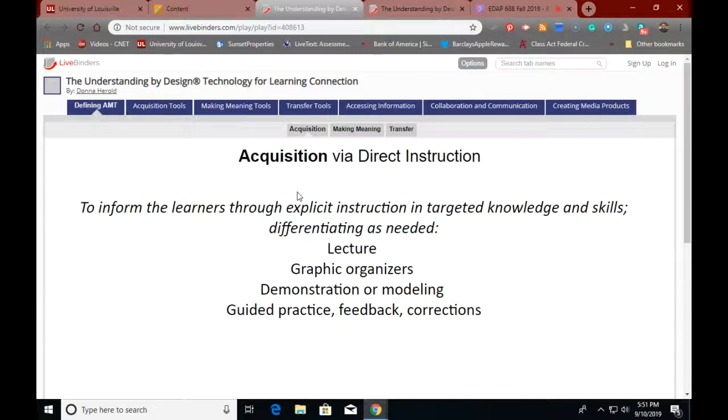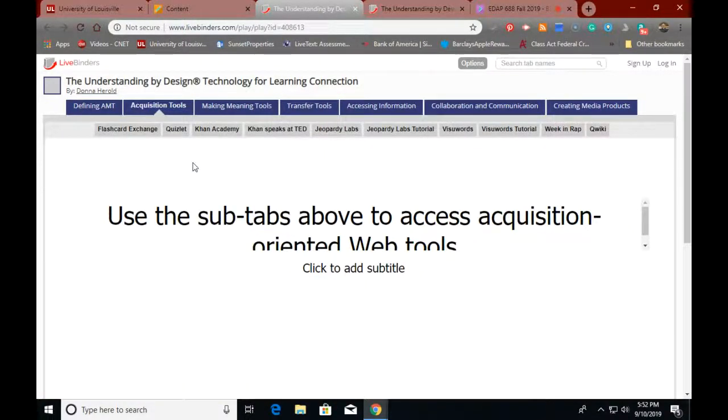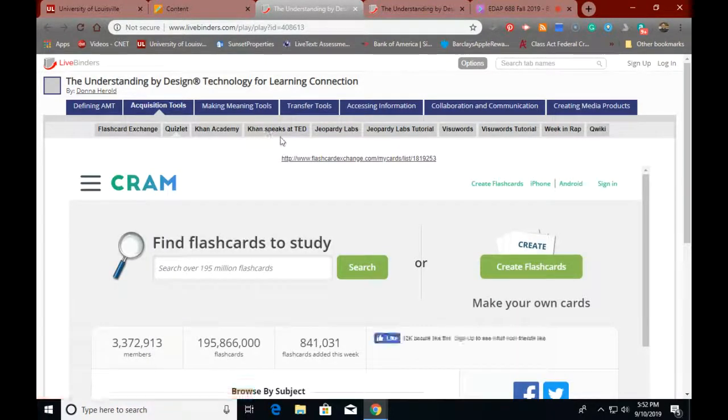This is a great Live Binder. I like Live Binders. They were really hot there for a while, and I'm glad this hasn't gone away. This is a really good tool. One of the things you can do is create your own Live Binders, in other words, a place like this. And what makes Live Binders what it is, a very simple tool to use, are these tabs across the top here. The part I'm trying to get to is you can make your Live Binder hook into your Google Classroom. So you see, you've got these sub tabs up here, use sub tabs above to access acquisition-oriented web tools. And so you've got these different ideas about how that might work.